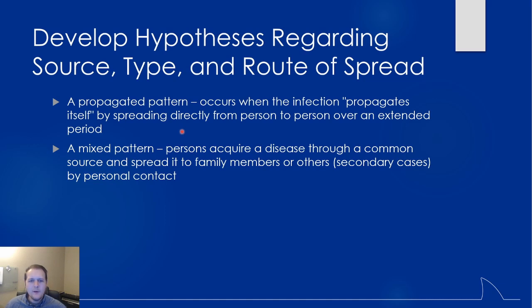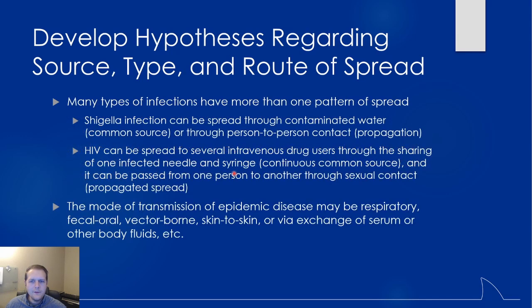Sometimes, though, you may find it's even a mixed pattern where people will get that disease from a common source and then spread it amongst their family members and other individuals, or the secondary cases. So a lot of it depends on the type of disease you're looking at, but that's why you do the investigations, to find out what kind of pattern it is. A lot of infections will have different types of spread. They may have more than one. So for instance, Shigella can be spread through both contaminated water as a common source or person to person. So you have more of a mixed picture here.